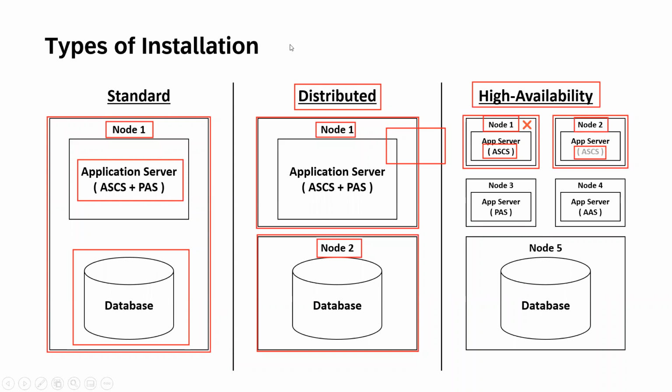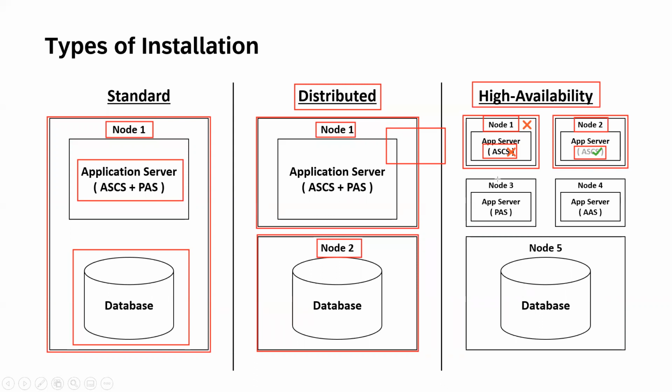The service of this node, this ASCS instance service, will go down. When this service goes down, the cluster will bring up the ASCS service on the second node. Do you get my point? Yes. Okay, very clear.